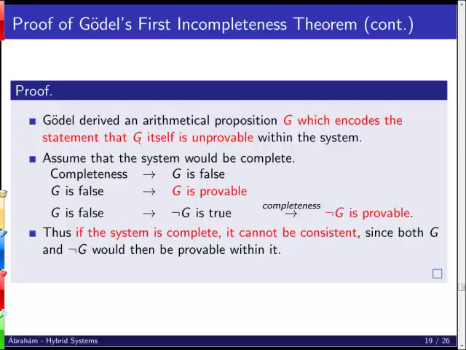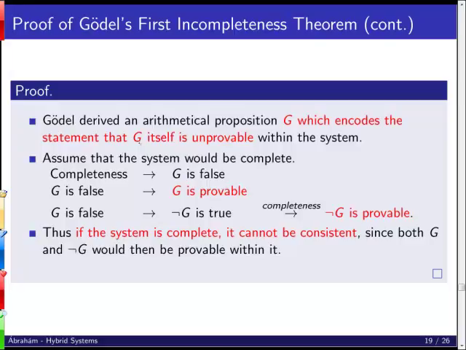So our assumption that our system is sound is not given, because we derive a statement and its negation. And thereby we have proven that our assumption that the system is complete is wrong.